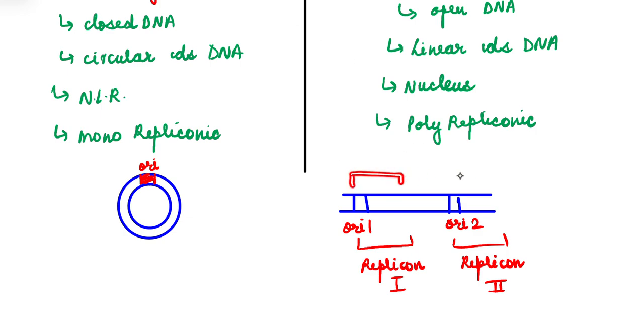Please remember that these replicons inside the eukaryotes are referred to as ARS, which stands for autonomously replicating sequences. So that's why the eukaryotic DNA is polyrepliconic, but the prokaryotic DNA is monorepliconic. Now let us come to the details of the replication in the prokaryotes.